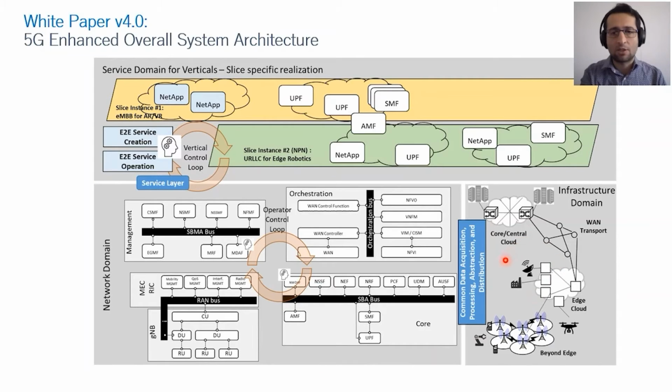On the infrastructure domain side, we have also considered further extensions, such as satellite as a backhaul. And one particular focus was on the service layer and integration of the verticals, where you see here slice-specific realizations, where we use slices basically to deploy the vertical-specific network functions.